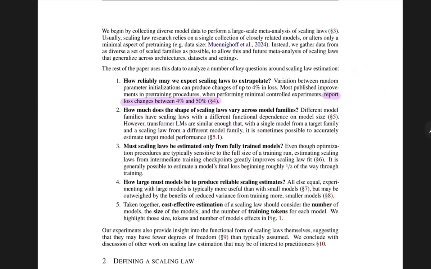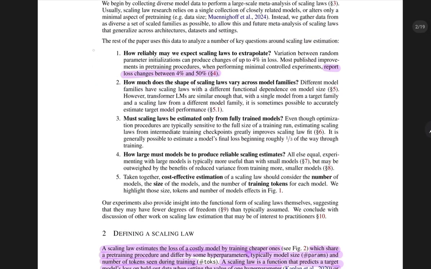So the paper uses this data to analyze a number of key questions around scaling law estimation. There are 5 points, and each of them is important. First, how reliably can we expect scaling laws to extrapolate? They say variation between random parameter initializations can change the loss by up to 4%, right? And most published improvement procedures, when performing minimal control experiments, report loss changes between 4 to 50%. So that's a big change.